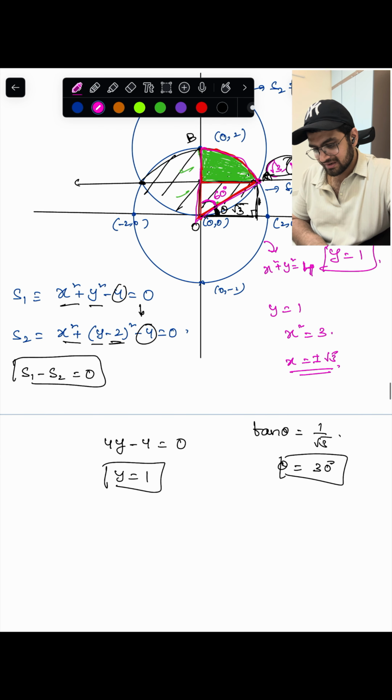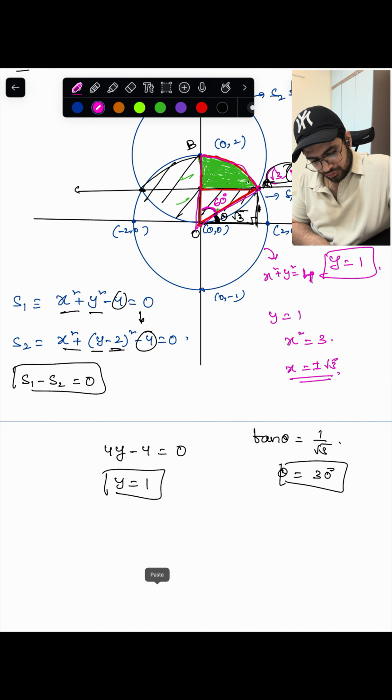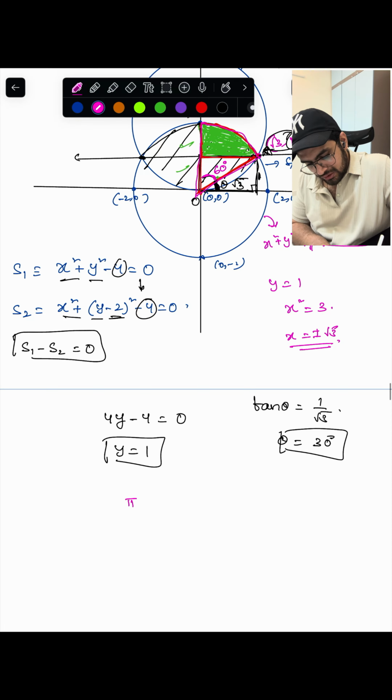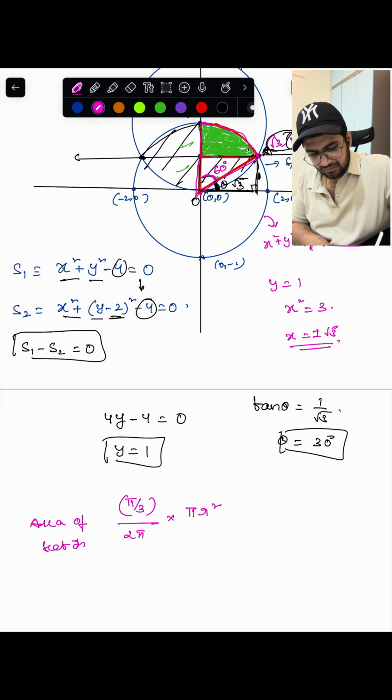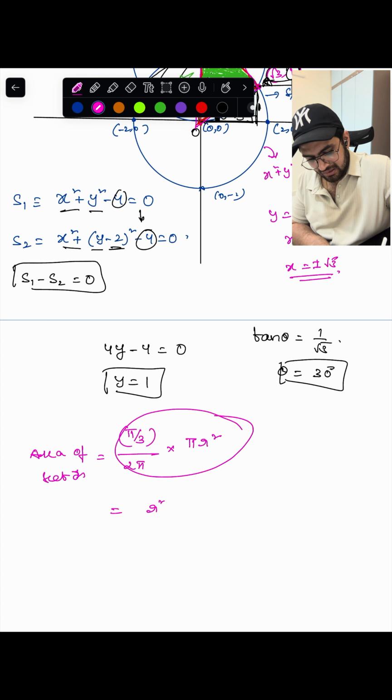Now we can find the area of that sector, which is subtending pi by 3. So pi by 3 portion of the total 2 pi, into the area of the circle, which is pi r square, will be our area of sector. Or you can use the area of sector as half r square theta, where theta should be in radians. So r square means how much?